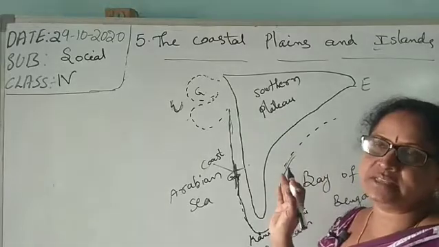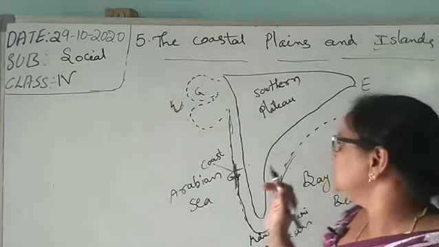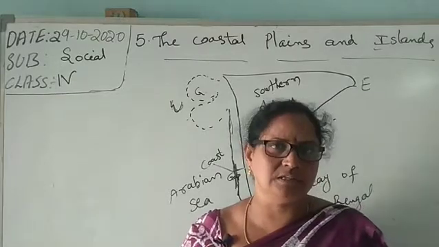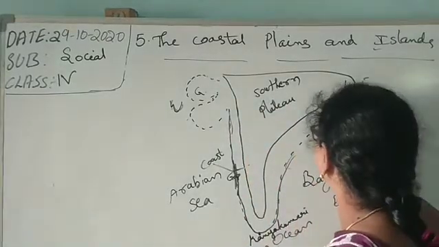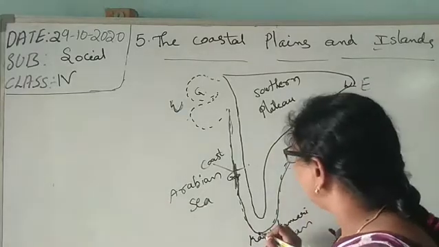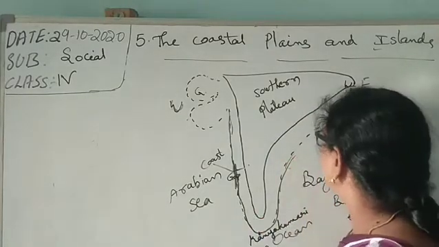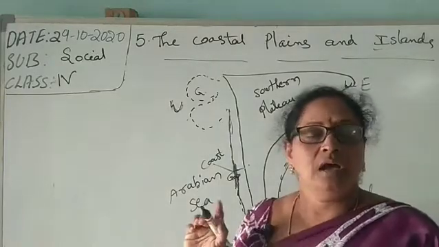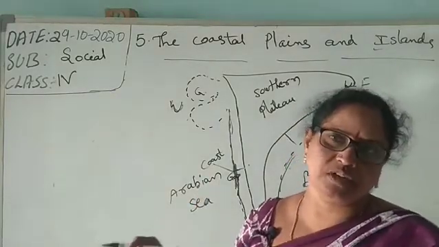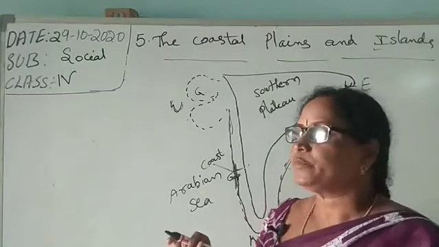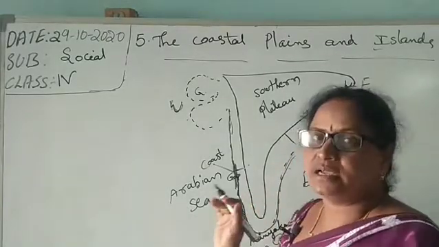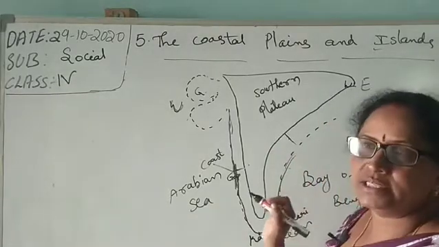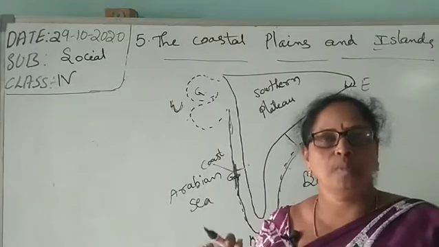The eastern coastal plains lie to the east of India. The eastern coastal plains are divided into two parts. One is the Northern Circars, which starts from West Bengal and goes down to the south. The north part of the eastern coastal plain is the Northern Circars, and the southern part of these eastern coastal plains is the Coromandel coast.